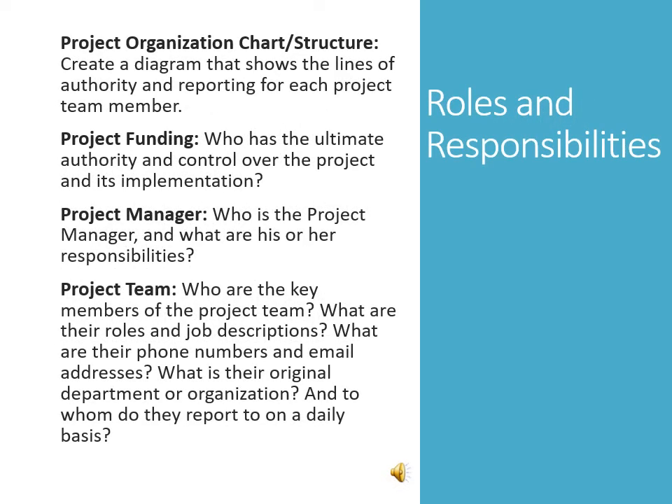The roles and responsibilities assigned to each and everybody within the project will start with the project organization chart or structure. Here we need to create a diagram that shows the lines of authority and reporting line for each project team member. The project funding: who has the ultimate authority and control over the project and its implementation. Project management or project manager: who is the project manager and what are his or her responsibilities.